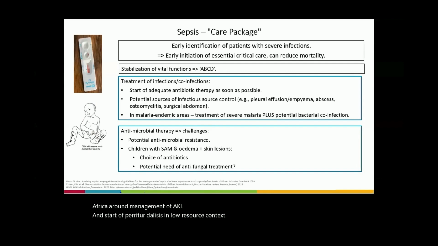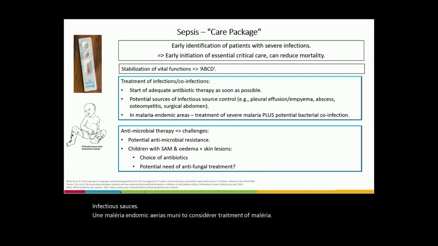Sepsis. So this child has multi-organ dysfunction, has a severe infection, so we need to stabilize vital organ functions and start adequate antibiotics as quickly as possible. Should check if there are any other infectious sources. In malaria endemic areas, we need to consider treatment of malaria.